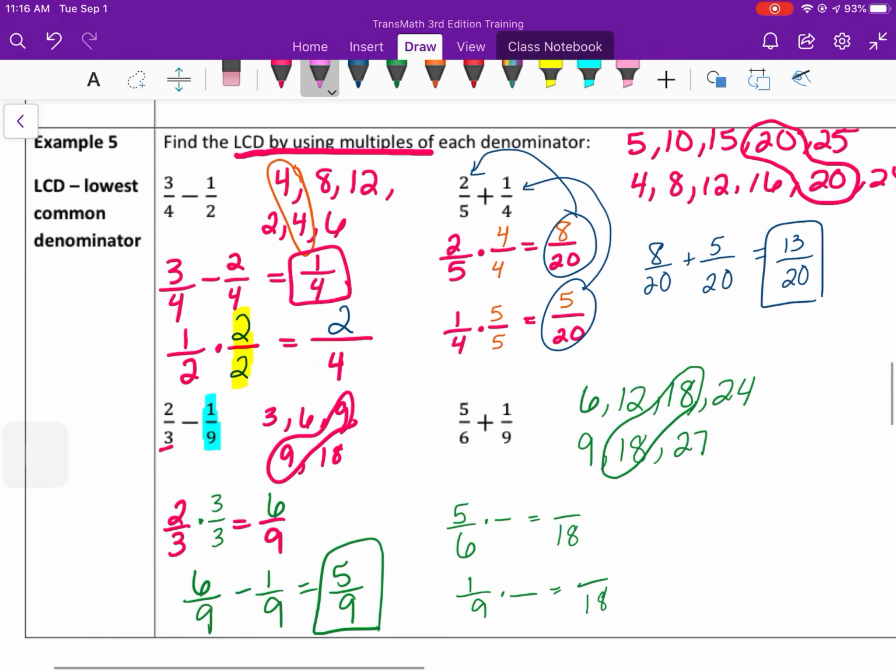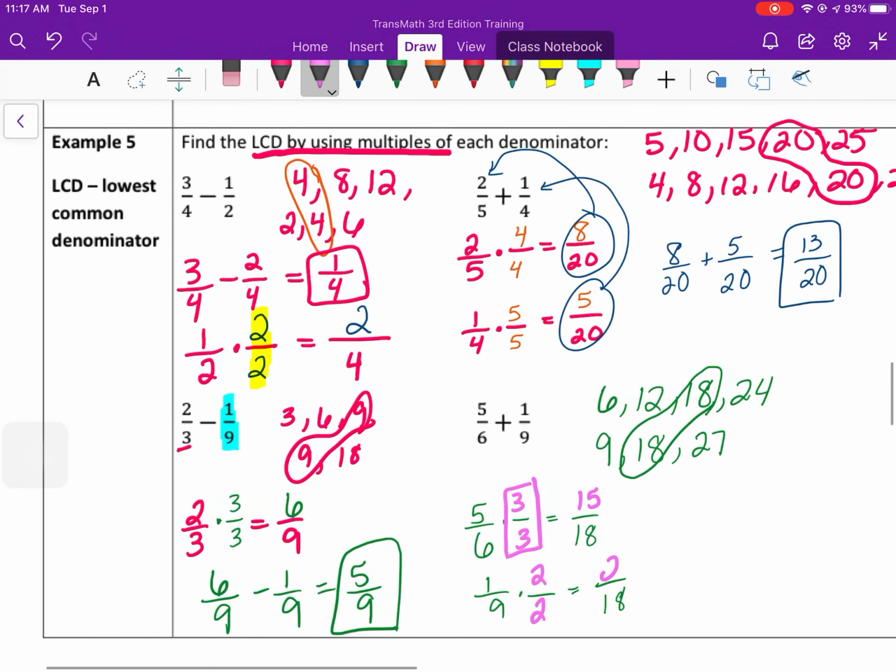So I'm going to start with 5/6. 6 times 3 is 18, so whatever you do to the bottom, you always have to do the same thing to the top. So 5 times 3 is 15, because this is like multiplying by 1. 3 divided by 3 is 1. So then on the bottom, 9 times 2 is 18, so 1 times 2 is 2 on the top. Now you can replace those with your common denominators. So 15/18 plus 2/18 would give me 17/18. And that would be the answer for that one.